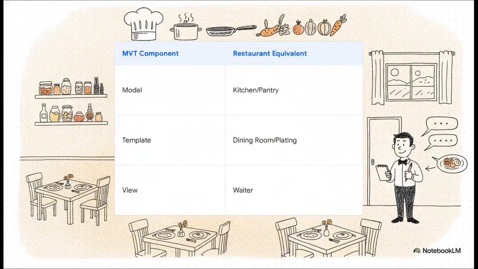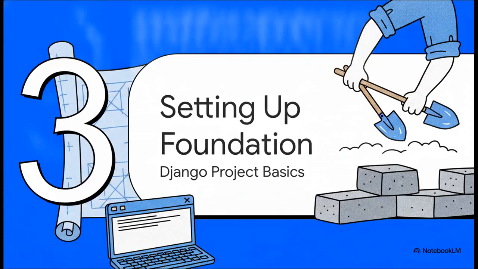To really make this theoretical architecture click, just think of your Django app like a restaurant. The model? That's your kitchen and pantry where the raw ingredients, the data, live. The template is the dining room. It's the plating, exactly what the customer experiences. And the view? That's your waiter. It takes requests from the dining room, runs back to the kitchen to fetch the right order, and delivers the final product back to the table. Makes perfect sense, right?